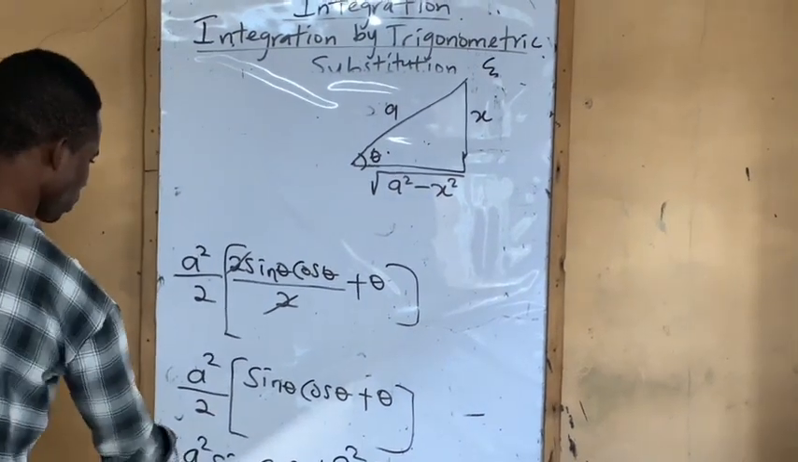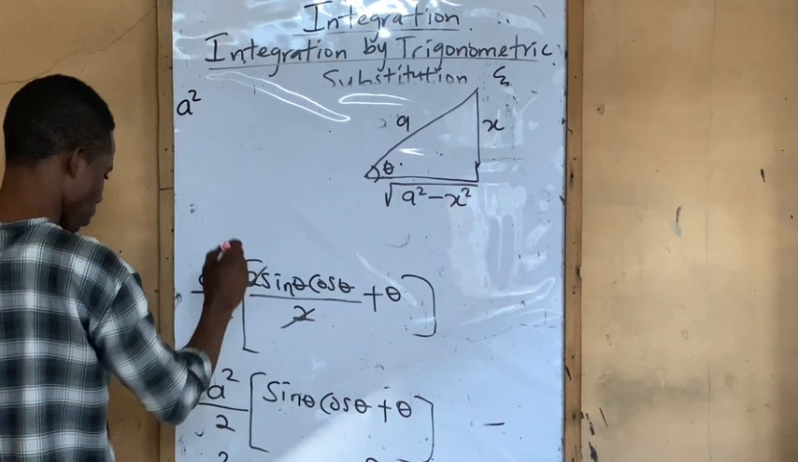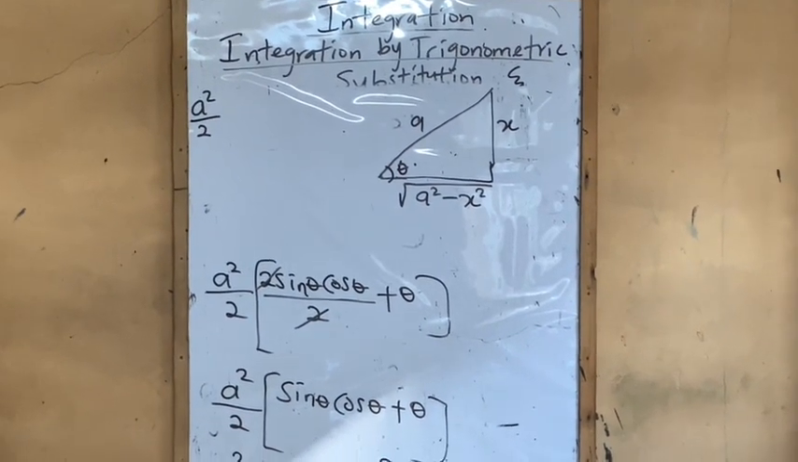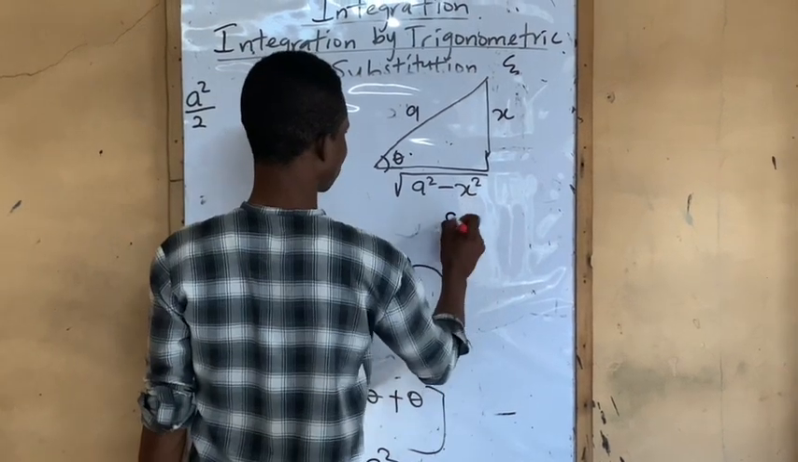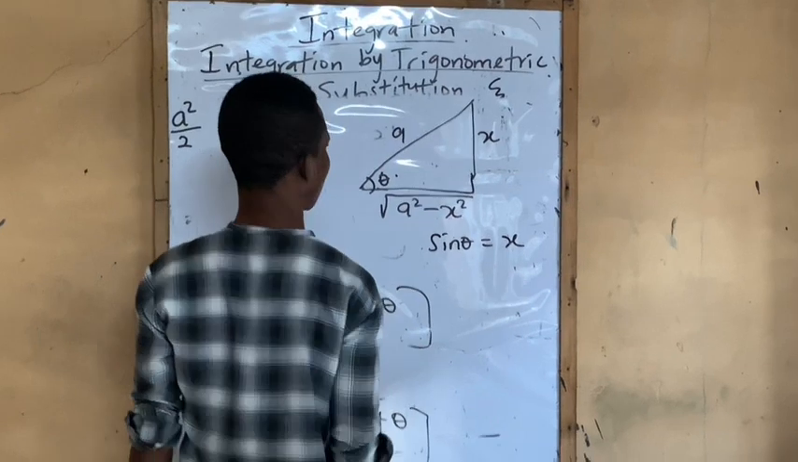So if I have it like that, for here now, a squared all over 2, what will be the sine theta? Don't forget that sine theta here is opposite all over hypotenuse.